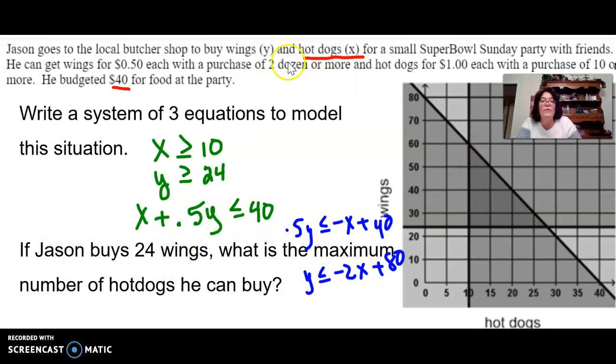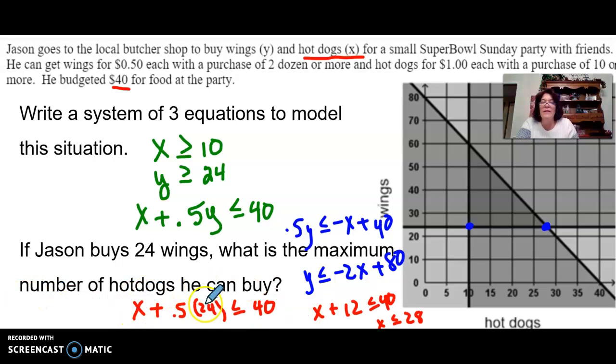So if I buy exactly 24 wings, it looks like I can buy between 10 and what, maybe 26, I don't know, 27, 28. Let's figure that out without algebra. It's X, I'm going to put 24 in for Y, and I get 28, less than or equal to 28.